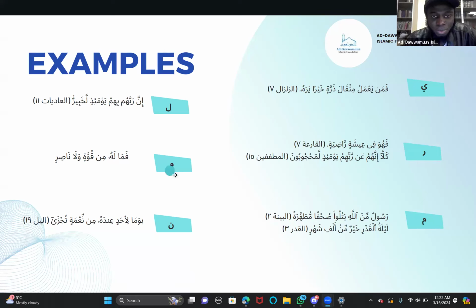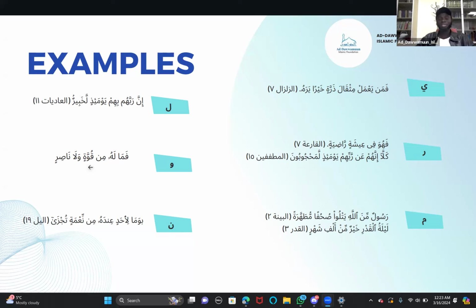So a quick recap on this. Fa ma lahu min quwwatin wa la nasir. It was like as if the rule I implemented for qaf is the same thing as the one I implemented for wa. Let me recite it again. Fa ma lahu min quwwatin wa la nasir. Why is that? Because of quwwatin, you have to do the ghunna, right? It's part of the idgham with ghunna, so you have to do the ghunna there.